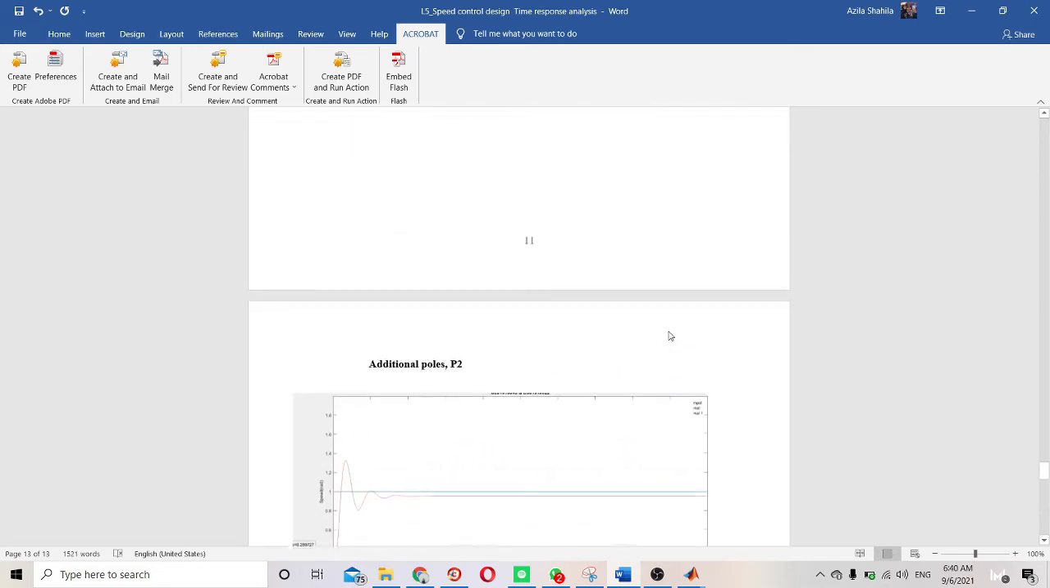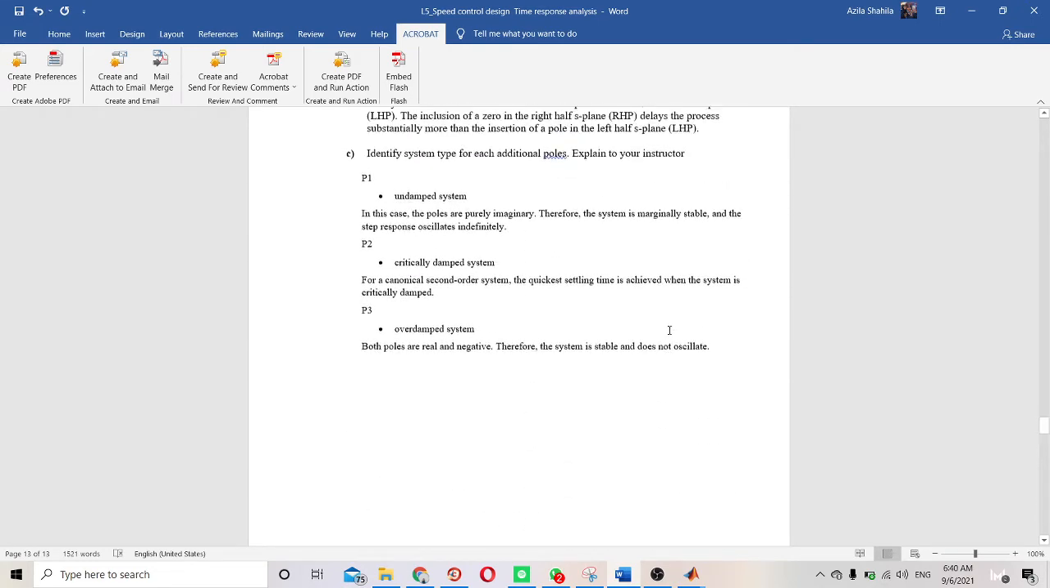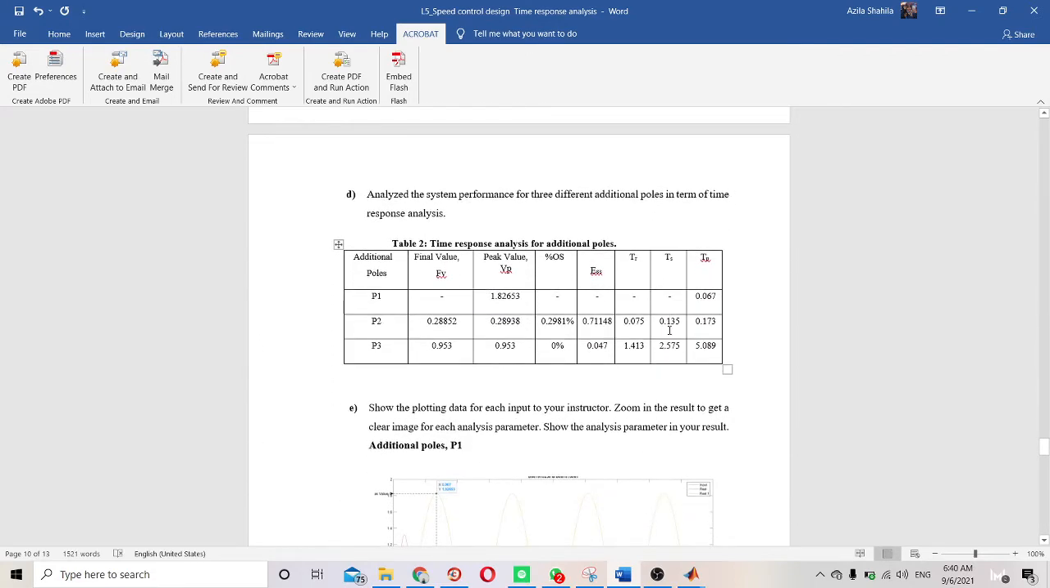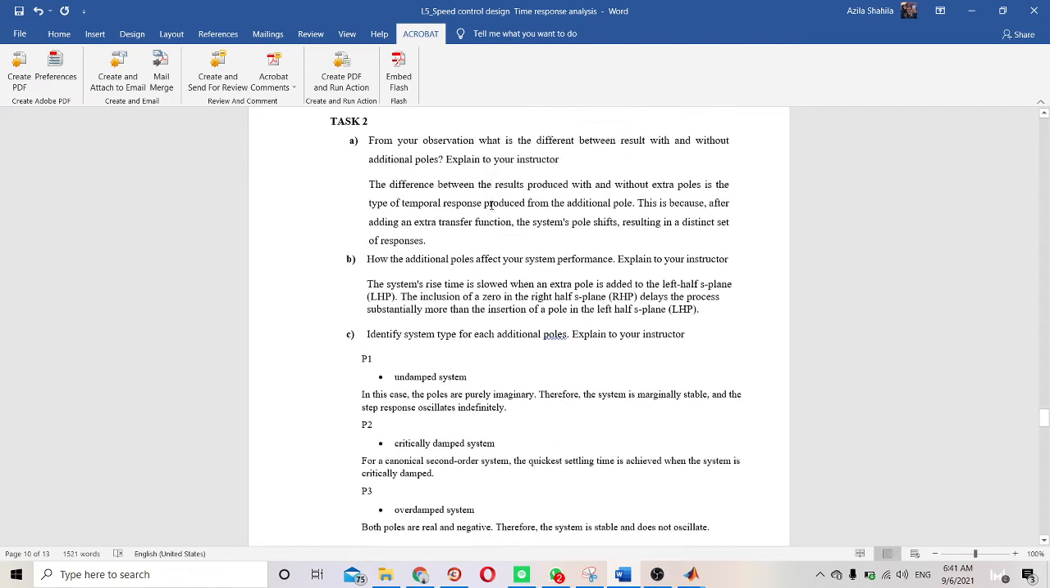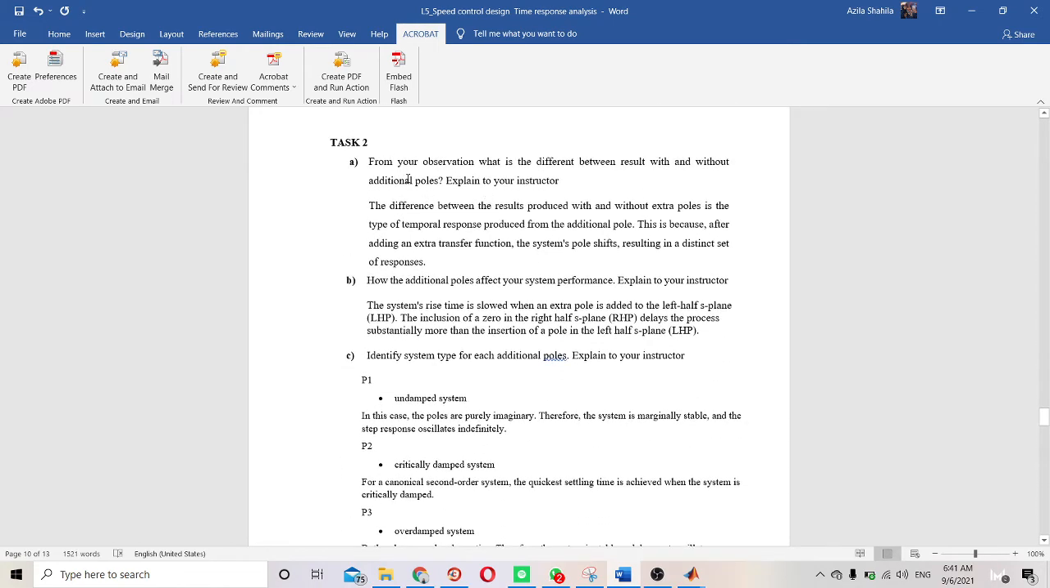So okay, we move on to the question part. For those values I've taken from the task given, you guys can check all of them in the table to make it easier. Okay, move on to the task questions.